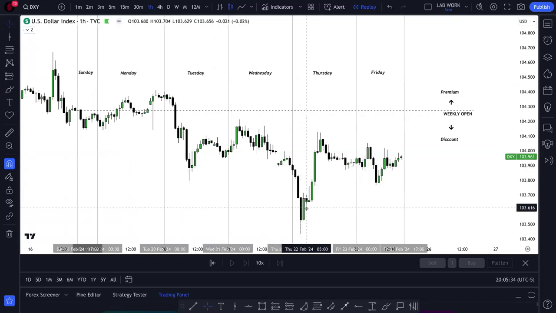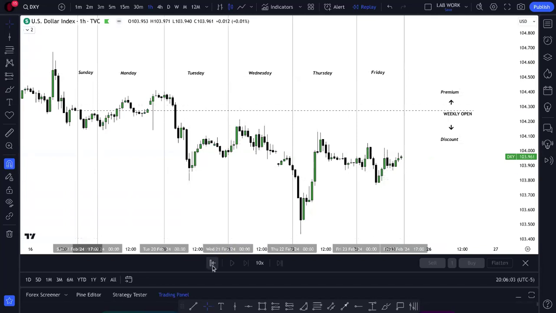You can see how price drops all the way down here on Thursday, and there's a huge rally up. You can even see here on Tuesday, it bottoms out at 9 a.m. and rallies up into 4 a.m. London. So there are buying opportunities occurring in a discount, and selling opportunities occurring in a premium. Keep that in mind as we're watching this entire video. We're going to go through each day, more specifically Monday for the DXY, and I'm going to talk about the London model.